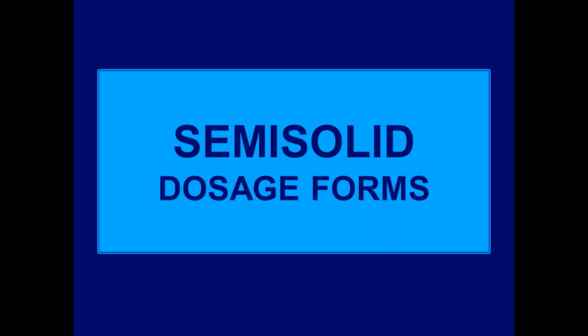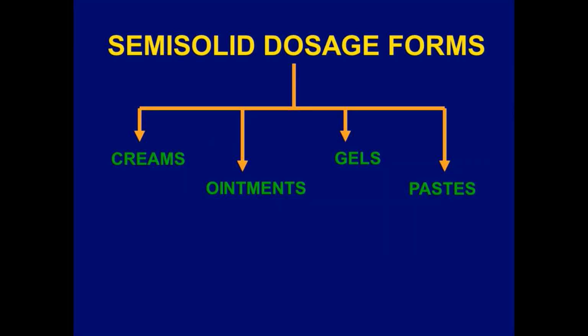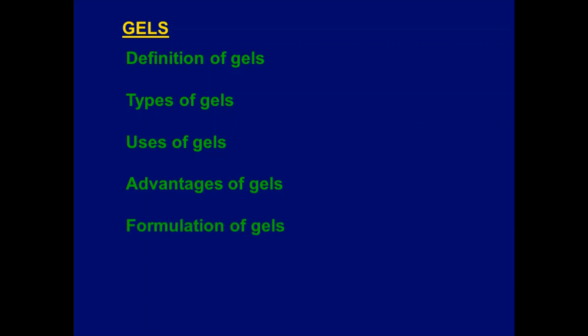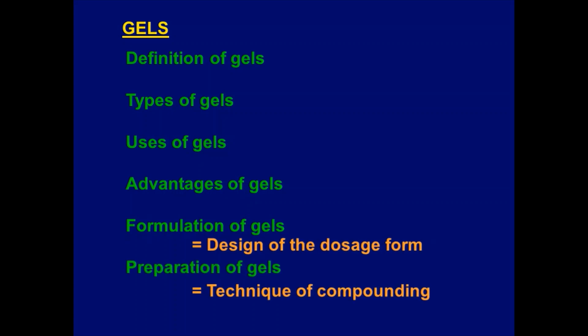Let's begin. In the last lectures of semi-solid dosage forms, we learned that this group of dosage forms is composed of four main types: creams, ointments, gels, and pastes. We already finished discussing creams and ointments, and now we will start discussing gels. In gels, we will discuss the definition of gels, types, uses, and advantages of gels. Then we will discuss formulation of gels and preparation of gels.